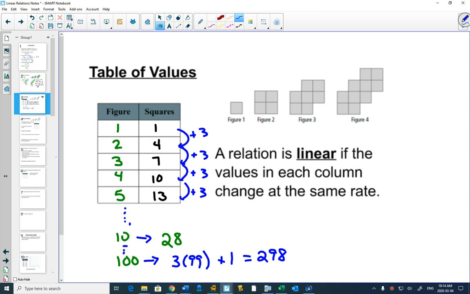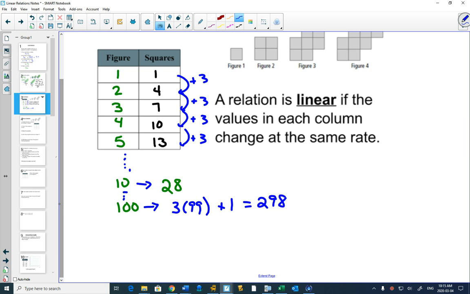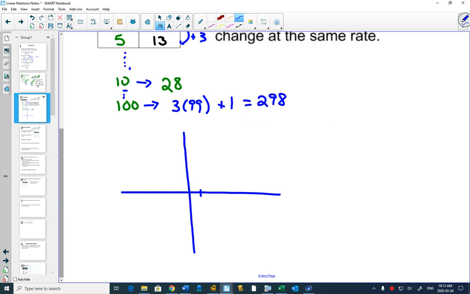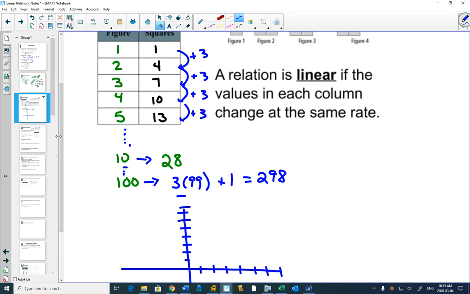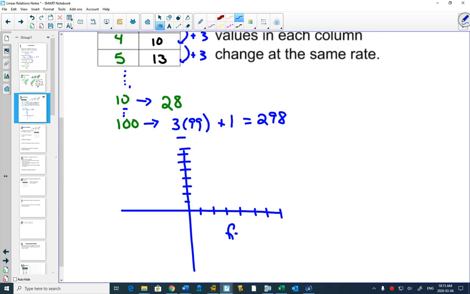So one of the things that we're going to do with these relations, and this is called a linear relation, because each time you go up by the same amount, if you drew these points on a graph, I could do that right now. 1, 2, 3, 4, 5, 6, 7. 1, 2, 3, 4, 5, 6, 7, 8, 9. 1, comma 1. So I can put the figure down here and the squares over here. And when we practice with our graphing, 1, comma 1 would be right there.